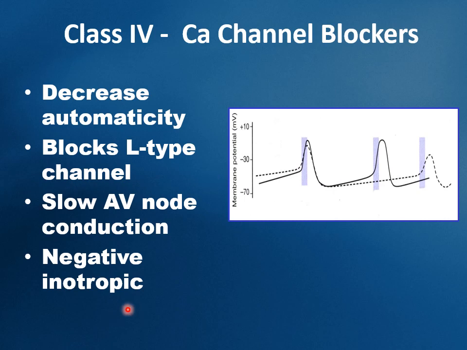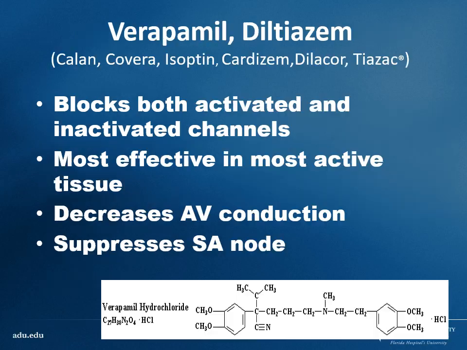But again, it's going to be a negative inotrope and slow down AV conduction. Oftentimes, you're going to see this used as an alternative, maybe if you can't use a beta blocker, to help control some of these atrial arrhythmias or supraventricular arrhythmias that are developing. So again, they're both going to be working on these calcium channels. It's going to help prolong that refractory period. And they're going to be more effective in very active tissue, right?